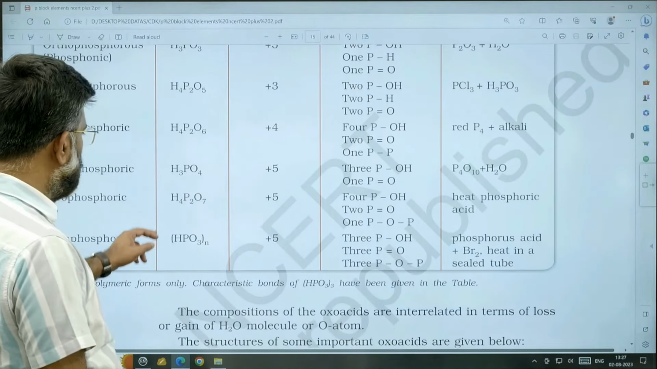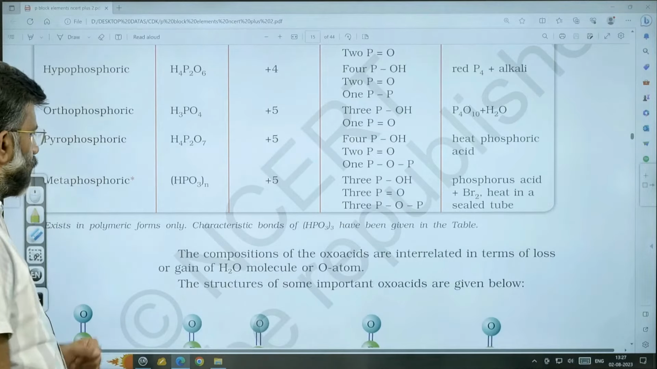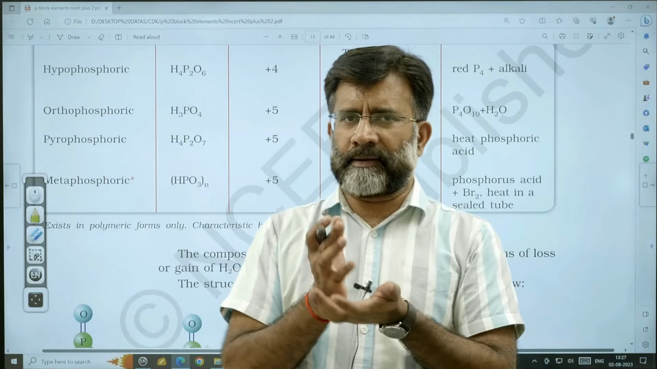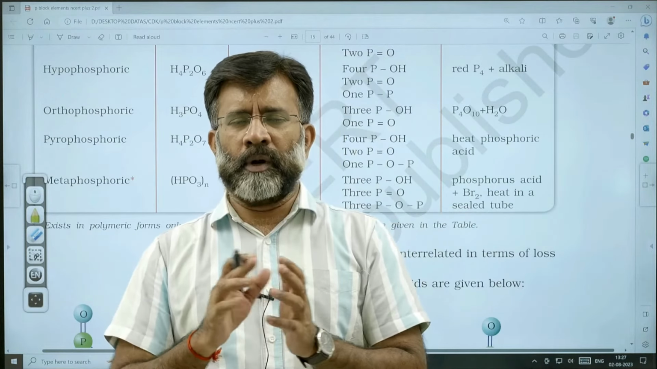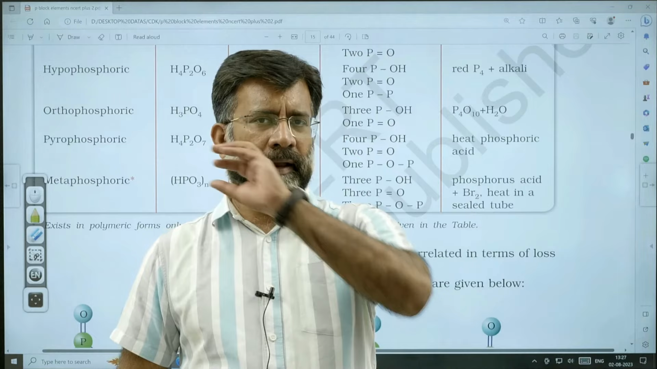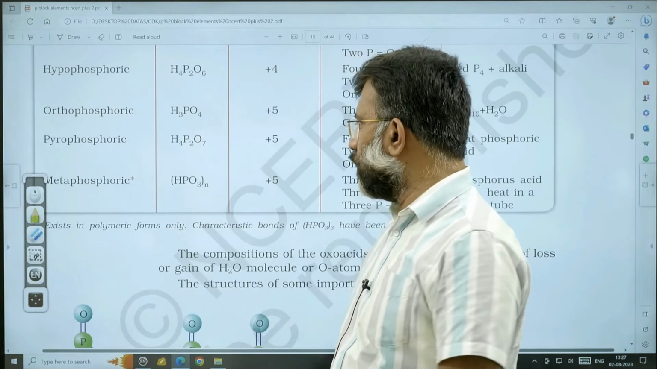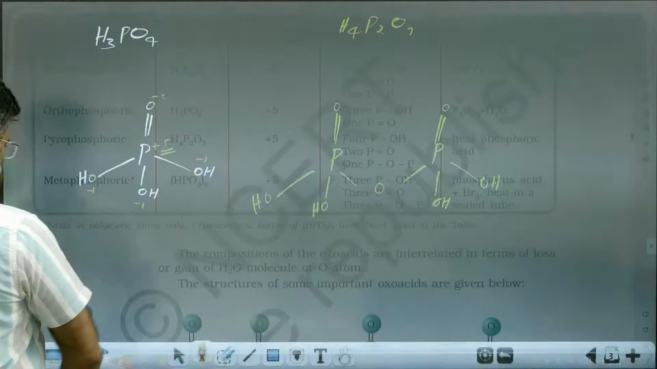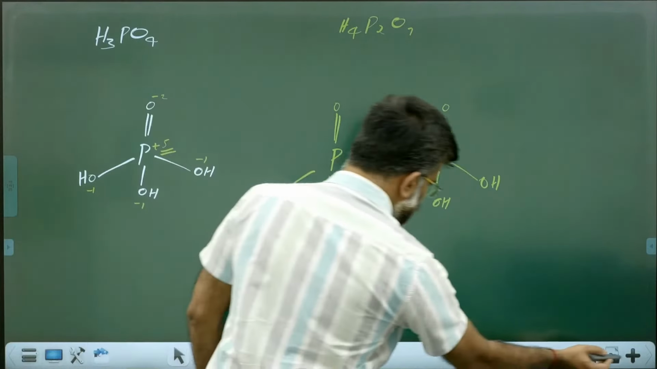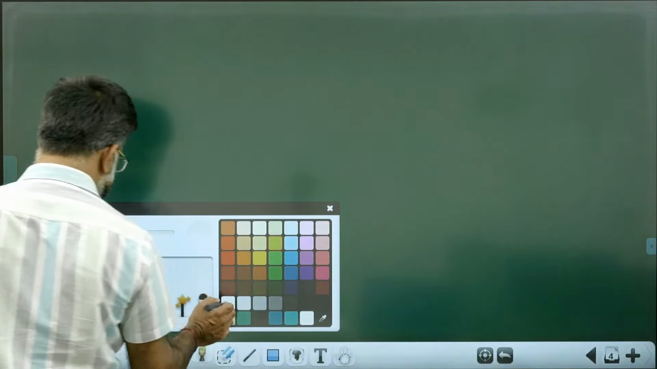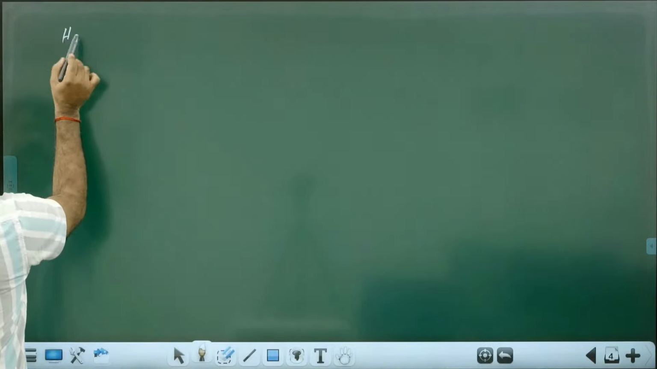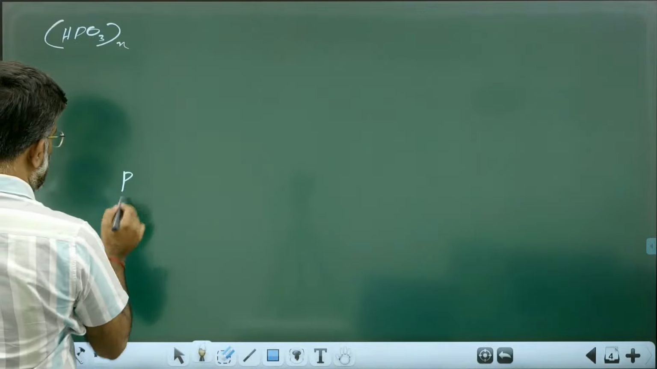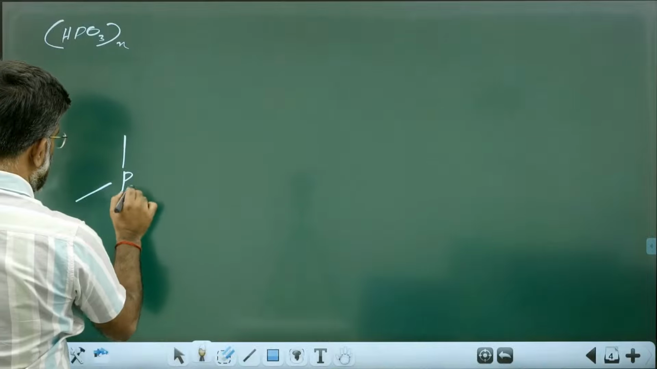And the last one, metaphosphoric acid. Actually there is an open chain structure and a cyclic structure also. There is cyclo-trimetaphosphoric acid and an open chain linear structure also available. How to draw the metaphosphoric acid? Open chain structure, HPO3 n times. It will be like this. Phosphorus 1, 2, 3, 4.